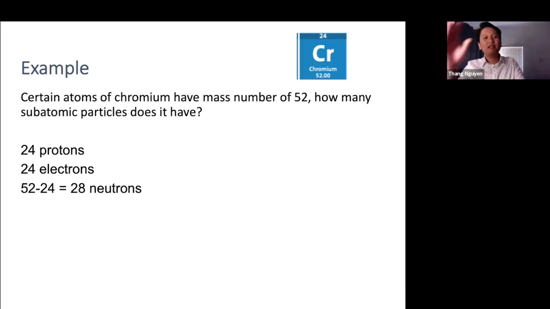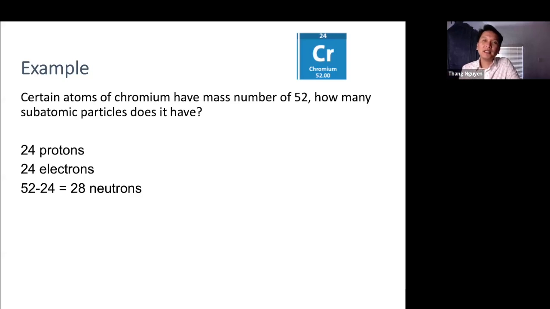So I've been saying things like a certain type of chromium, right? It turns out there are different types of chromium, and what makes them different is the number of neutrons they have. They all have the same number of protons, because the number of protons dictates your identity. But different chromiums may have different numbers of neutrons, and if they have different numbers of neutrons, they will also have different mass numbers. Logically that makes sense, right? These are called isotopes, by the way. If you're all the same element but you have different mass, you're called different isotopes.